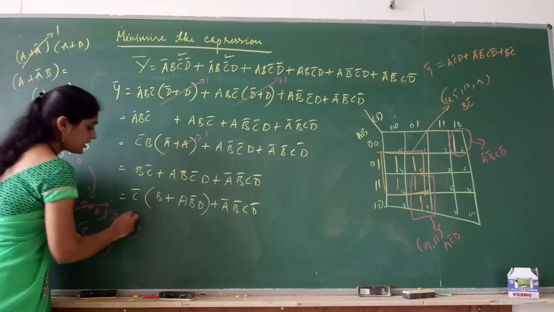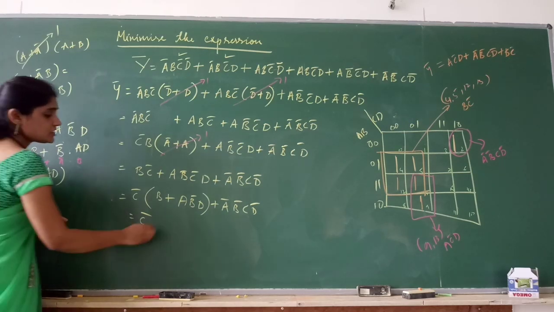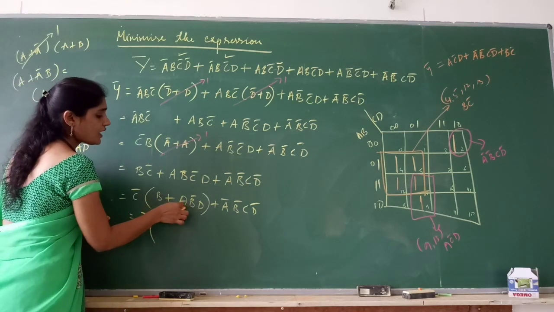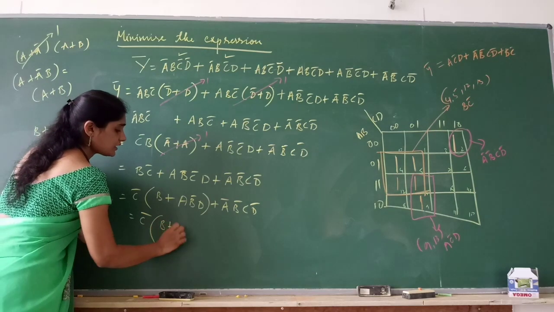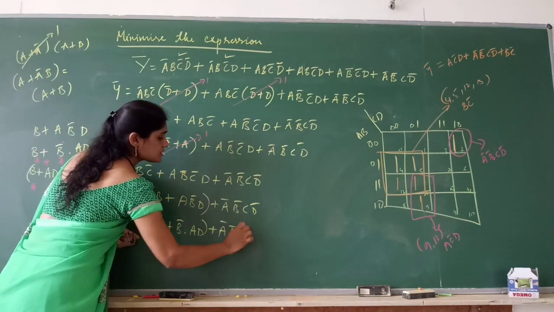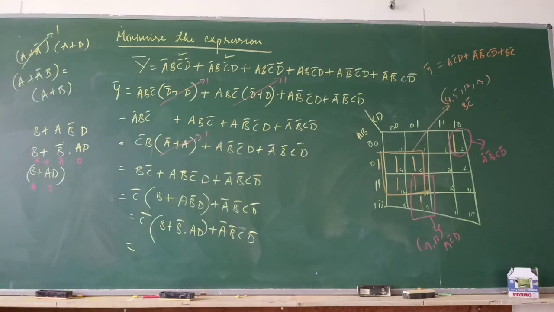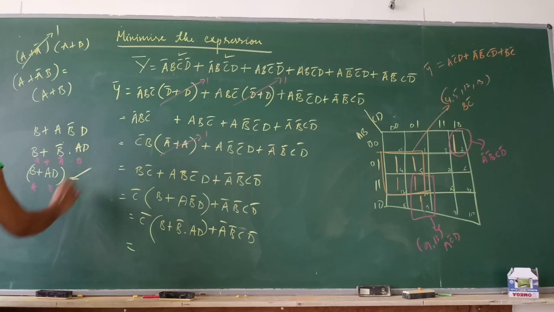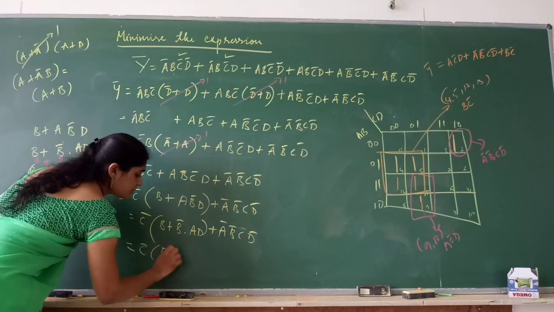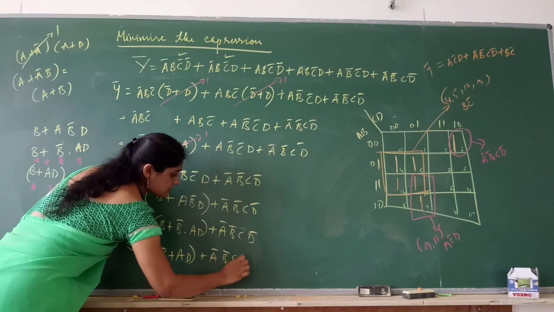So this can be written as C bar into A plus A bar B. That is, let me write it in another step. So this is how we write A bar, B bar, C, D bar. Can you see this? So this will be equal to what? C bar into A plus A bar B is A plus B, that is B plus AD. So C bar into B plus AD plus A bar B bar C D bar.